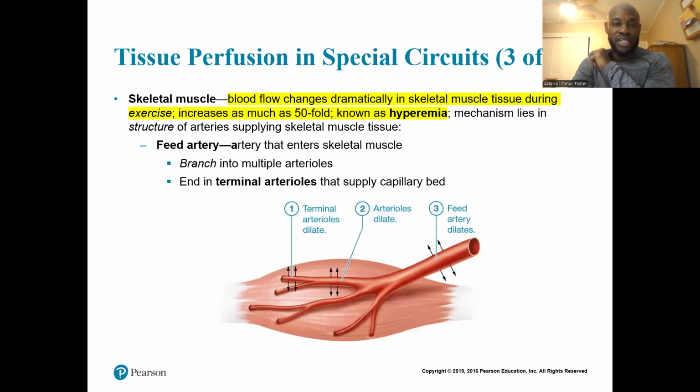Skeletal muscle also has blood flow that can change dramatically. So when we exercise, it can increase as much as 50 times blood flow, right? Obviously, when you're not working out, your muscles don't need as much blood. They don't require as much oxygen. They're not burning as much ATP. But when you are working out, you are exercising, you're utilizing those muscles, oxygen is needed, carbon dioxide is high, blood flow needs to increase.